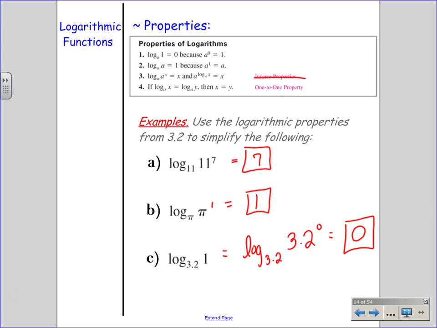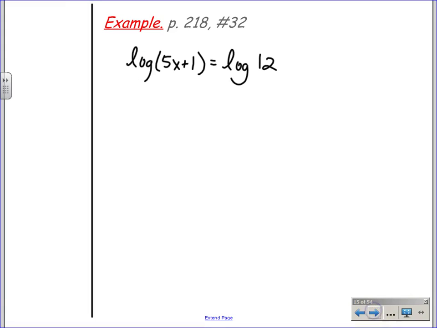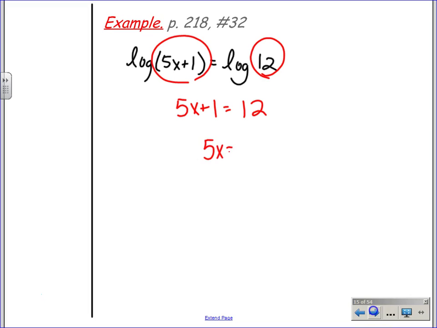Now, there's a 1-to-1 property too. Wait, so I can do stuff like I did last section? Oh yeah. Because what's true about the logarithms? They have the exact same base. Just like we did with exponentials, if they match, there's a 1-to-1 property with this as well.